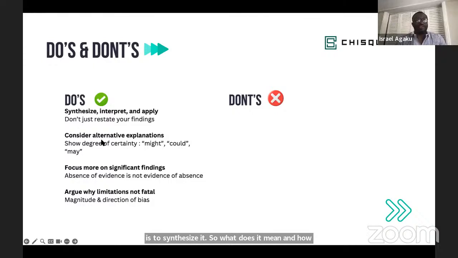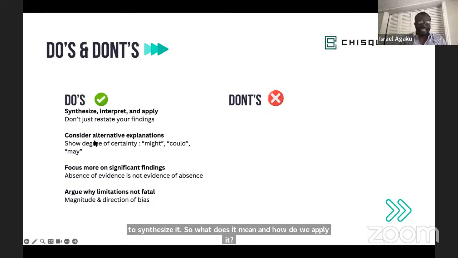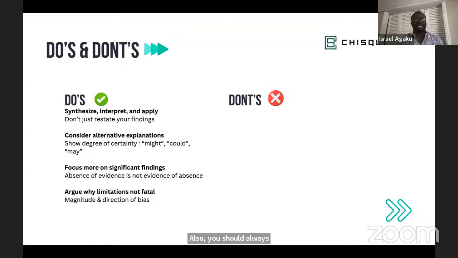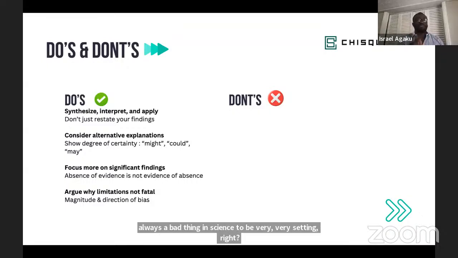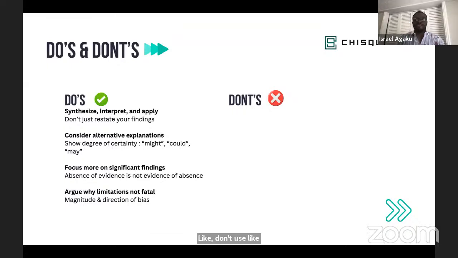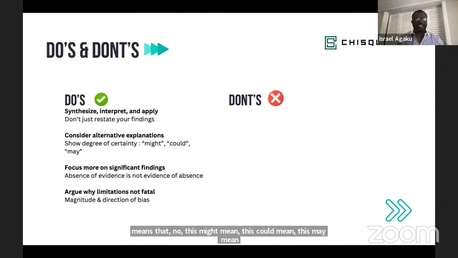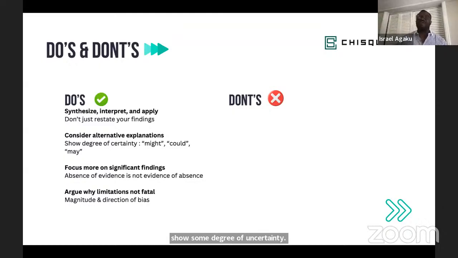Also, you should always be uncertain, right? It's always a bad thing in science to be very, very certain, right? Like this, don't use expressions like this means that. No, this might mean, this could mean, this may mean. Show some degree of uncertainty that there are other alternative explanations that might exist other than what you have proffered.